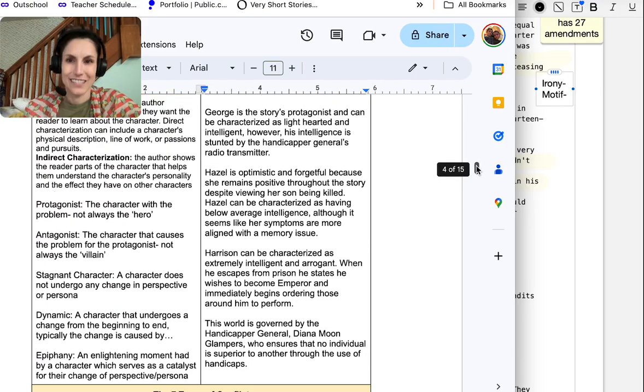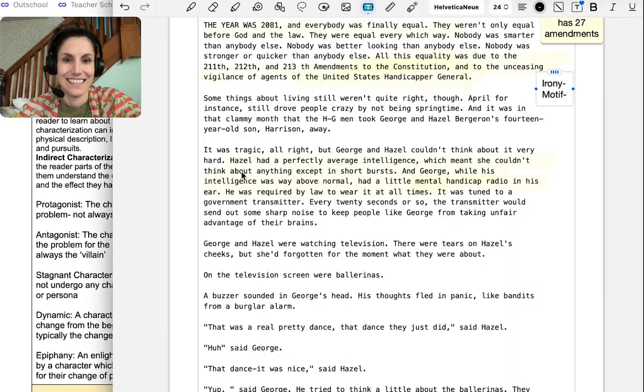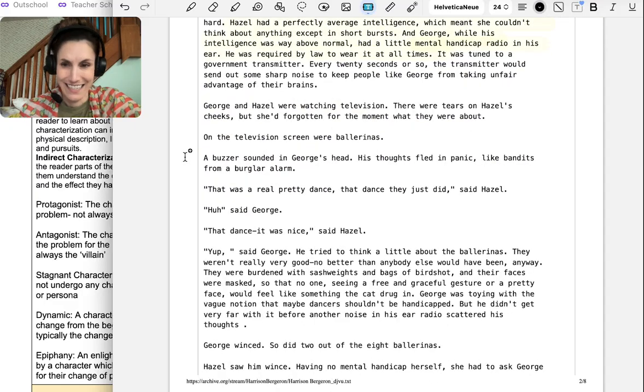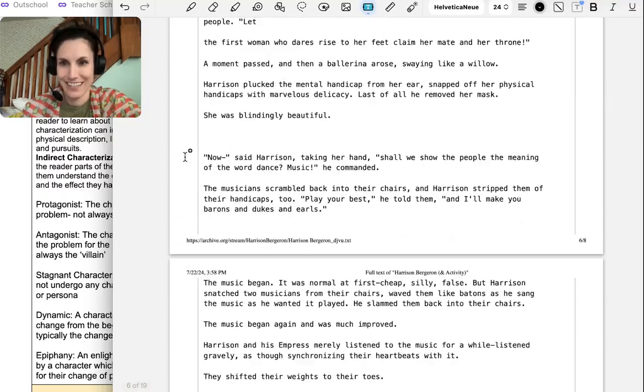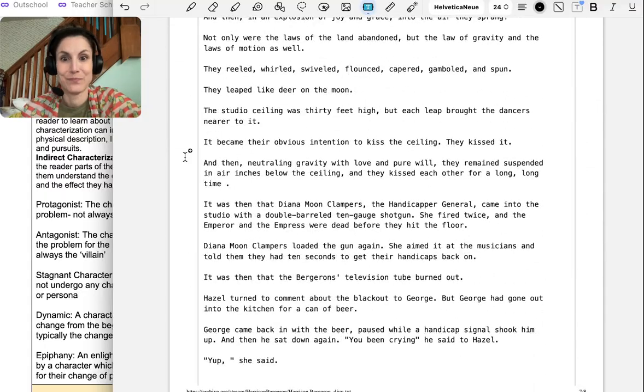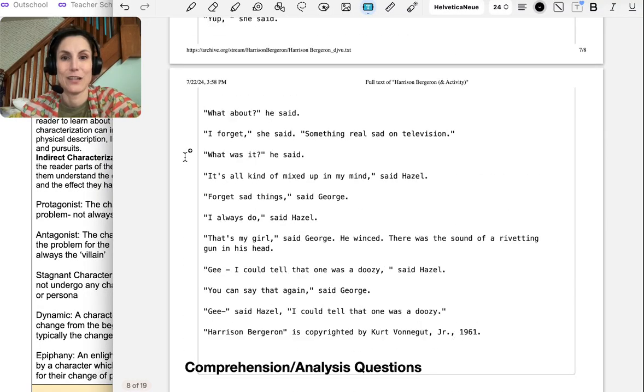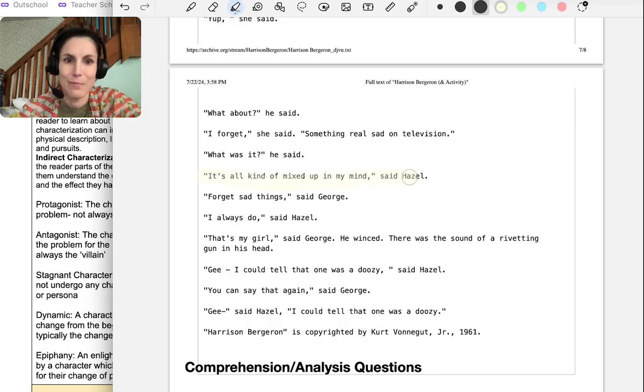I have our characterization now. My one critique in the story is Hazel is supposed to be perfectly average intelligence. So she couldn't think about anything except in short bursts. But she also can't remember anything. So she doesn't even remember watching the show when her son is killed. Neither does George. So I wouldn't refer to this as an intelligence issue. It almost is here. It's all kind of mixed up in my mind. Forget sad things, I always do.